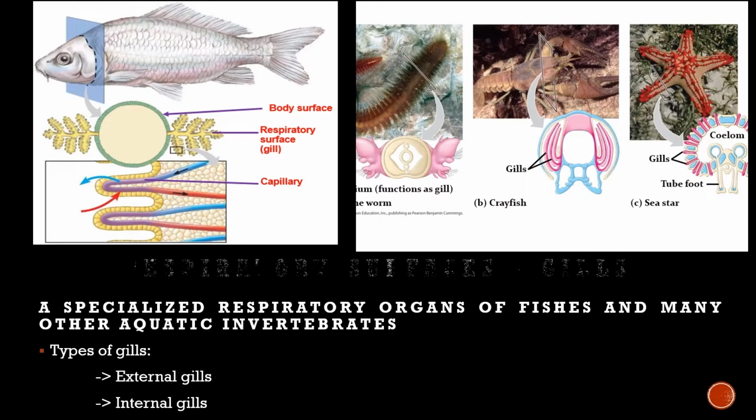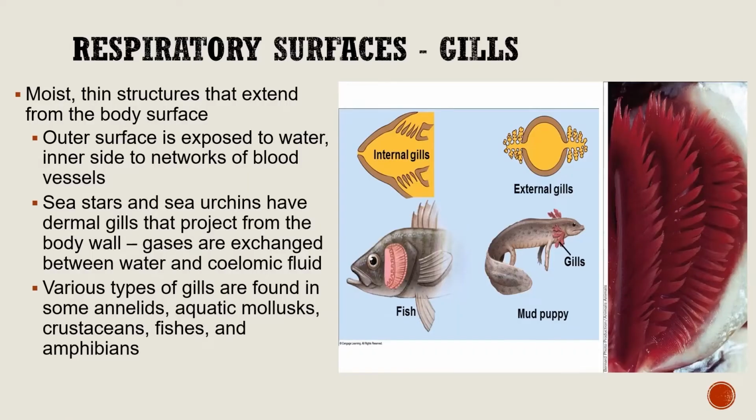As for fish, gills are a specialized respiratory organ of fishes and many other aquatic invertebrates. There are two types of gills, external gills and internal gills. Gills are adapted to be used as respiratory surfaces because they are moist and thin in structure and extend from the body surface. The outer surface is exposed to water, the inner side to the network of blood vessels.